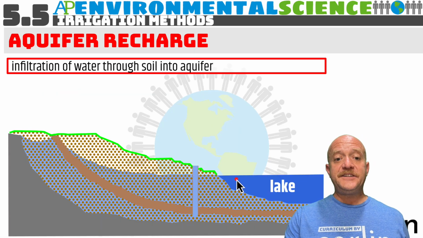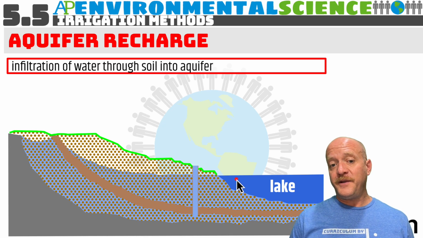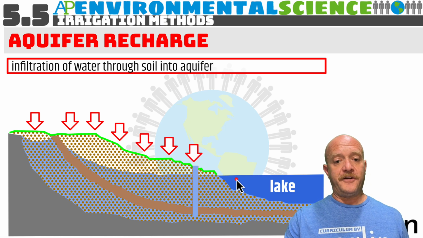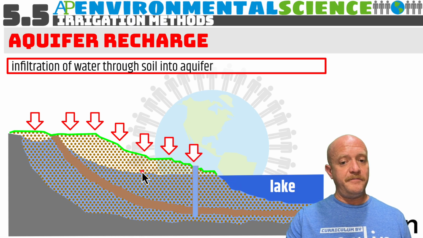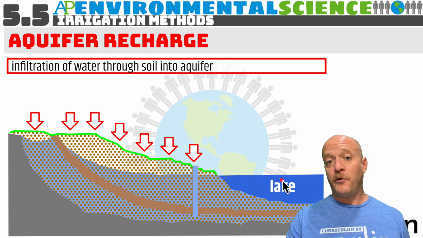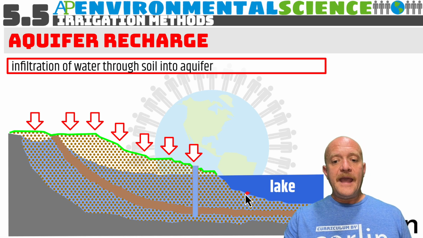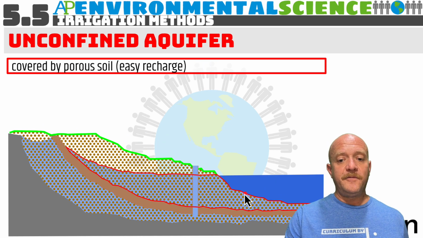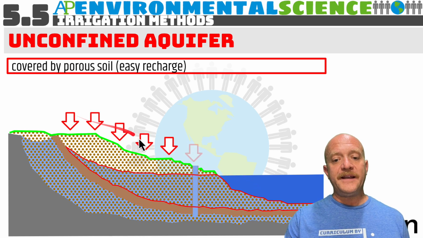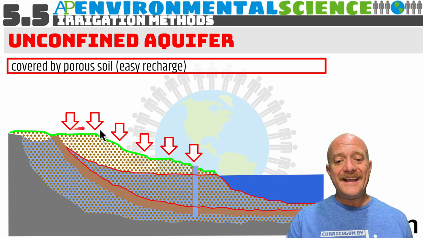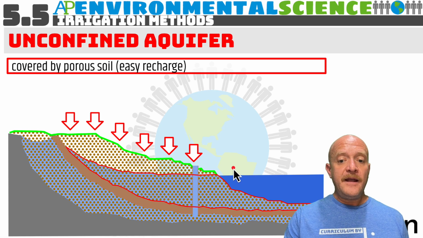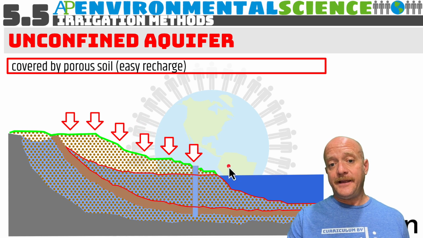Now, aquifers need to be recharged, and aquifer recharge is when you have water infiltrating through the soil into the aquifer. So again, the aquifer is not a straight line across. Oftentimes it will slope down to a body of water, like a lake or a river. And we have different types of aquifers. We have an unconfined aquifer, and that's basically where it's covered by soil, and it has a very easy recharge. Recharge is when you're adding water back to the aquifer. This infiltration occurs very easily.